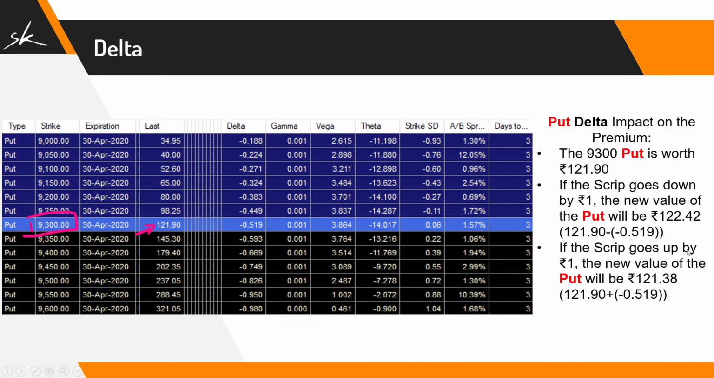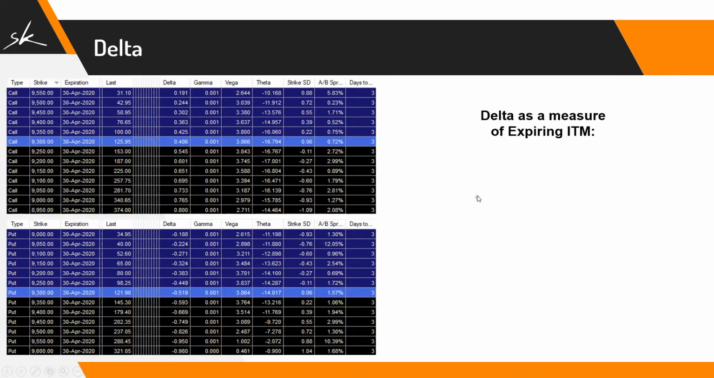Similarly, if the script goes up by 1 rupee, the new value will be 121.90 plus minus 0.519. Why? Because again, it's a negative delta. So this is going to be this minus this, which will become 121.38. So this is how the delta gets affected because of the move in the underlying.